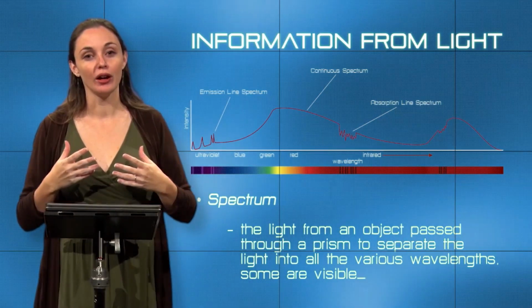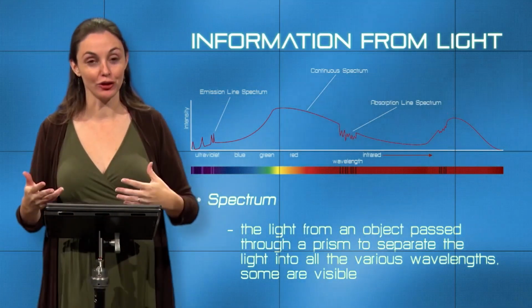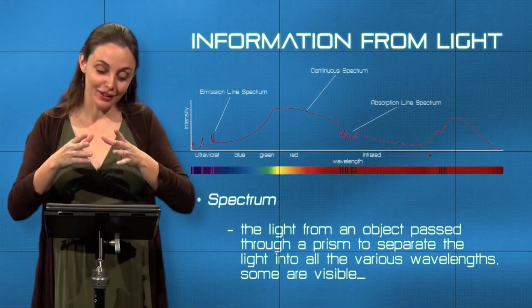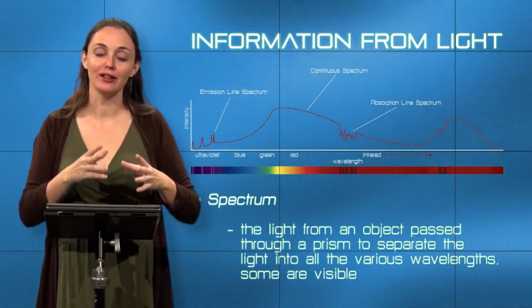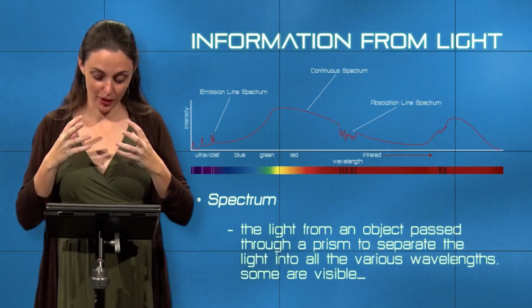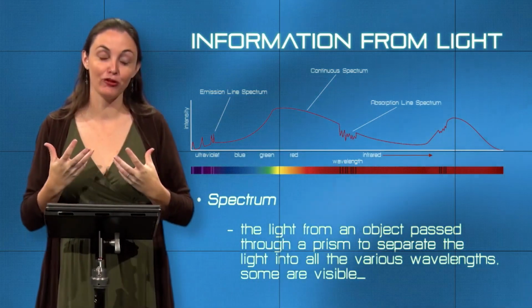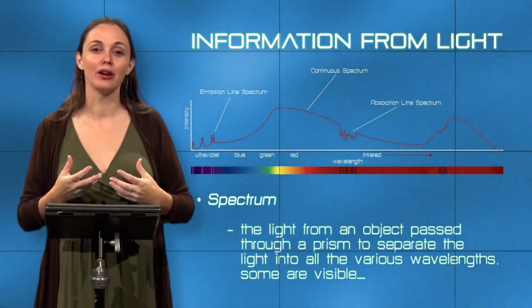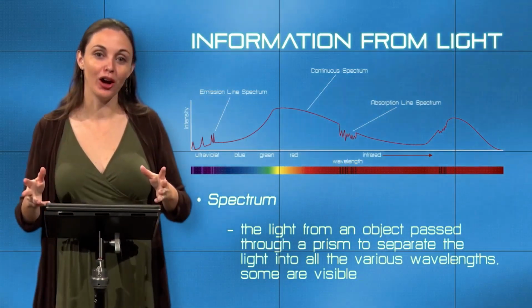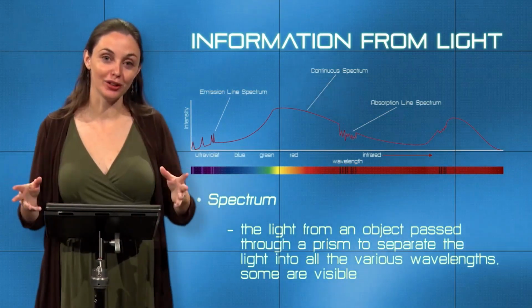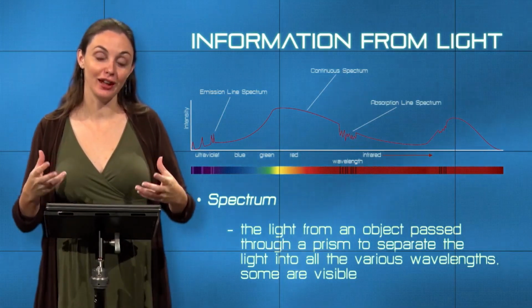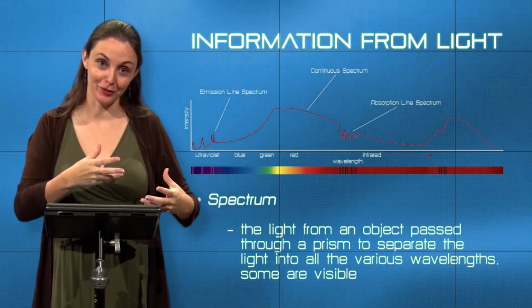The reason why Newton came up with this term spectrum, or spectra, if you're talking about many spectrum, is this word is Latin for phantom. This was such a mysterious force, what creates light, what light is, the way that light breaks down into all of these individual components, breaks down into a rainbow. It was so mysterious that he essentially named it Latin for a phantom.